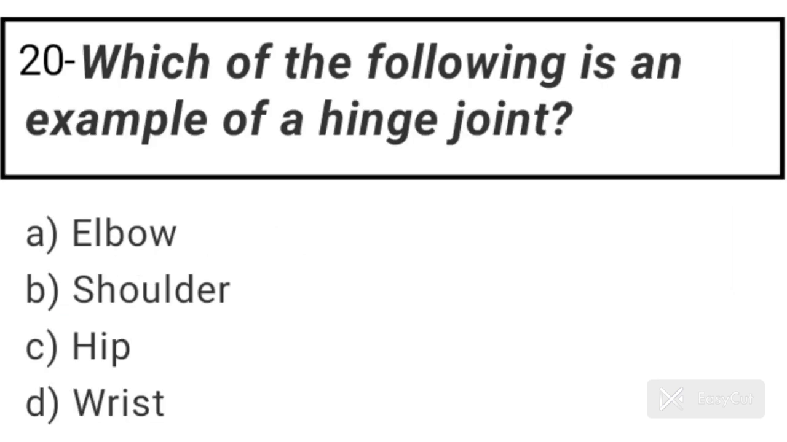क्वेश्चन नंबर 20. विच ऑफ द फॉलोइंग इज एन एग्जांपल ऑफ अ हिंज जॉइंट? Option A, elbow is the correct option for question number 20 because elbow is an example of a hinge joint.